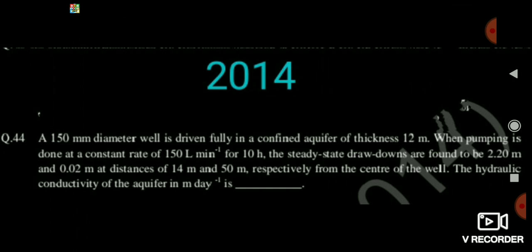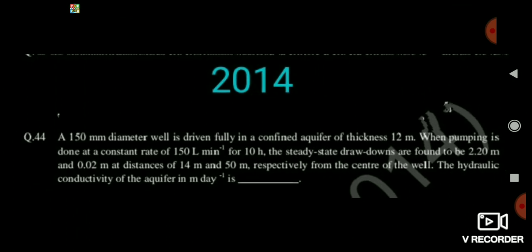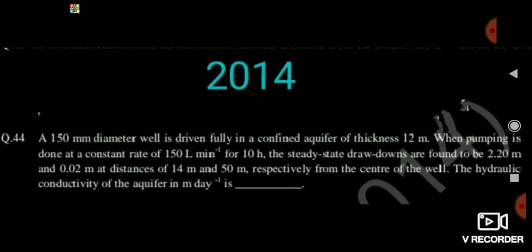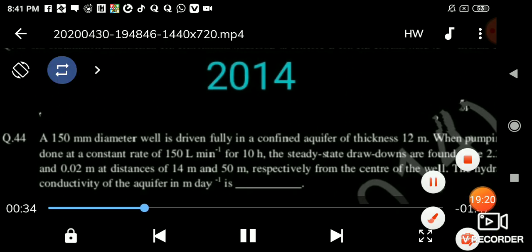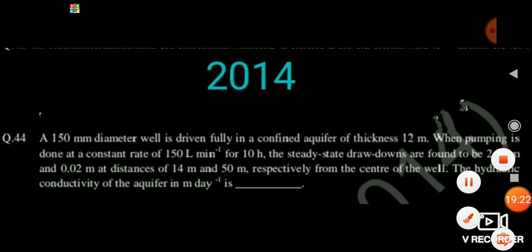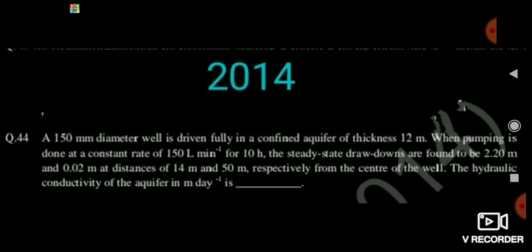Now friends, coming to the next question. It is given that a 150 mm diameter well in a fully confined aquifer has a constant rate of discharge of 150 liters per minute for 10 hours, and steady state drawdowns are given at distances of 40 and 50 meter from the center. It is asking about the hydraulic conductivity of the aquifer in meter per day.